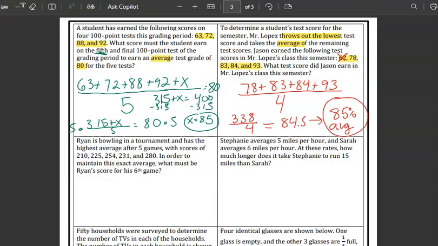Ryan is bowling in a tournament. He has the highest average after 5 games, with scores of 210, 225, 254, 231, and 280. In order to maintain this exact average, what must be Ryan's score for his 6th game? First, we want to find the average of those 5 games.